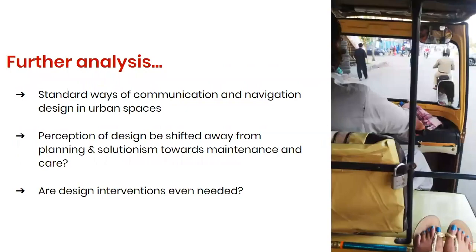These three diverse forms of data sets that I have collected help not only in analyzing multiple ways of living, but also to question the standard ways of communication and navigation design in urban spaces. How can perception of design be shifted away from planning and solutionism towards maintenance and care? And last, are design interventions even needed where people seem content living with contradictions?